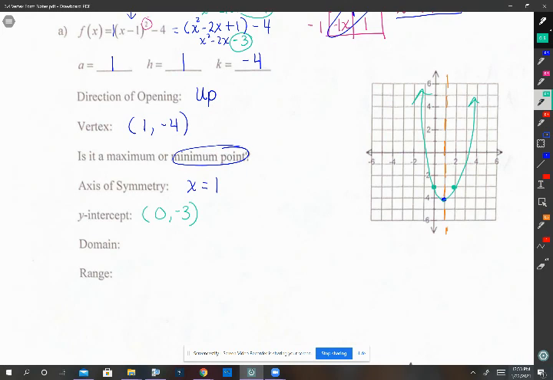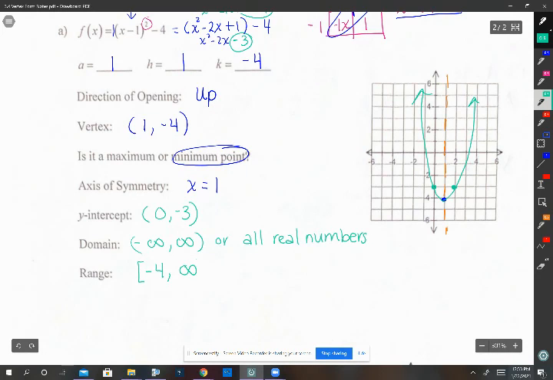So our domain, again, is negative infinity to infinity, or all real numbers. And again, depending on if we're doing it on paper or on the computer, or on Math Excel or Big Ideas or Lumen, the platform that you're putting your answer in is going to determine which form they want it in. And you just need to make sure you read. Our lowest y value is negative 4. So it's going to go from negative 4 and then it's going to go up forever to infinity.